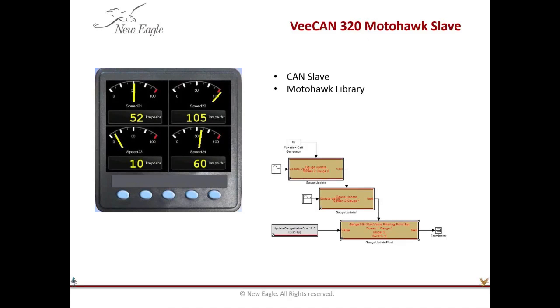So real quick, this is the vCAN 320 Motorhawk slave library. You drop that into Motorhawk and you can have some quick gauges. Analog gauges, some digital gauges. It's all CAN controlled.